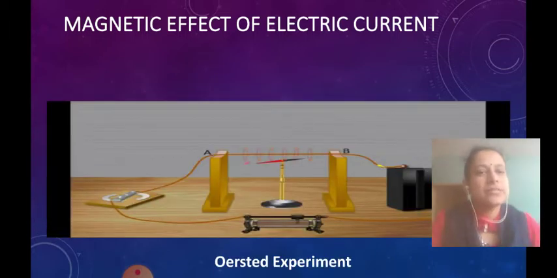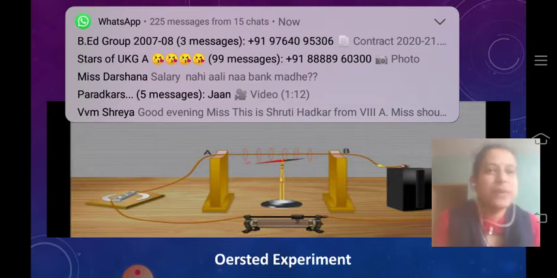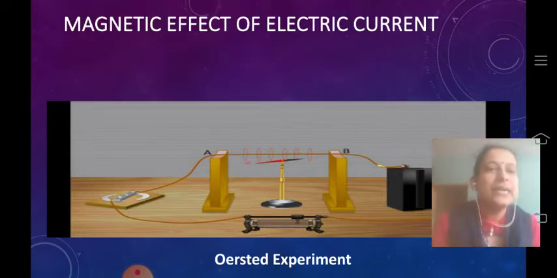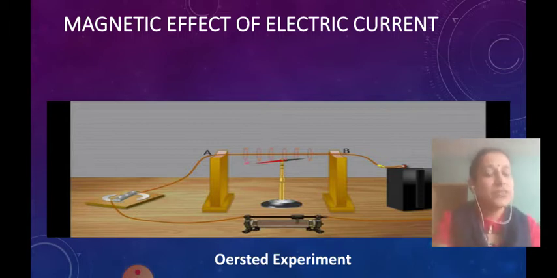So this is Oersted experiment. This experiment was done by Hans Christian Oersted. If you remember, last time I mentioned to you about Hans Christian Oersted. So what he did, he set up an experiment to find out how is the direction of the current, direction of the magnetic field.